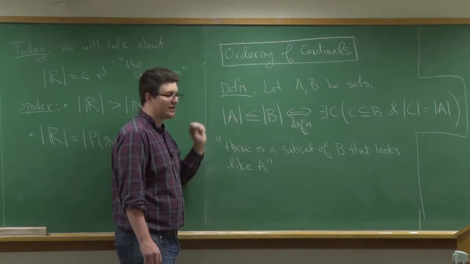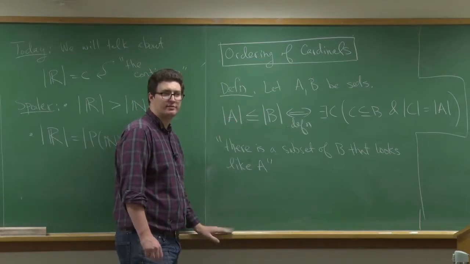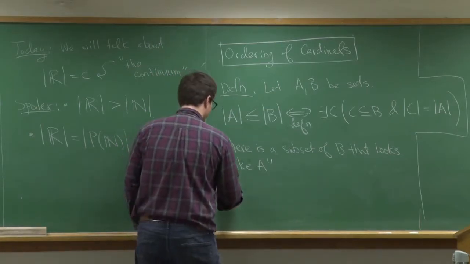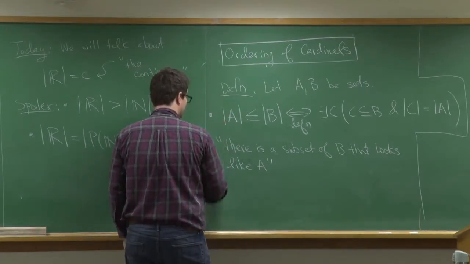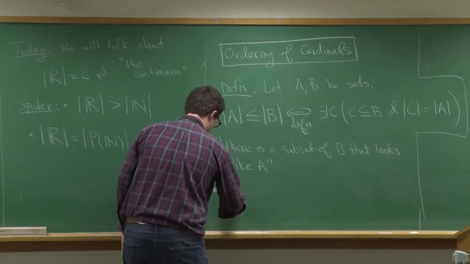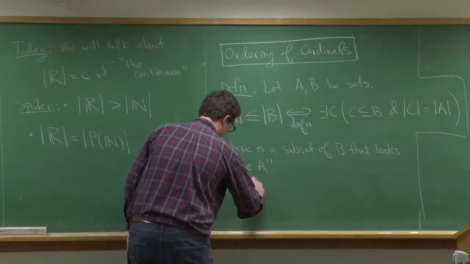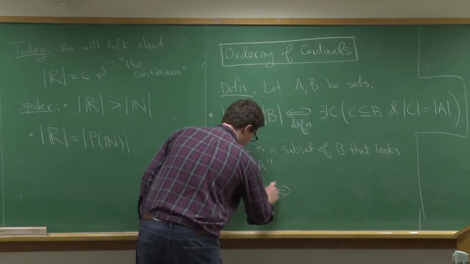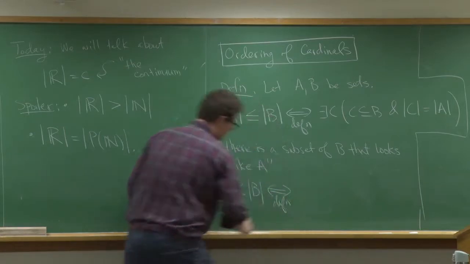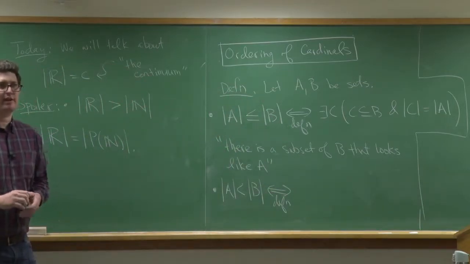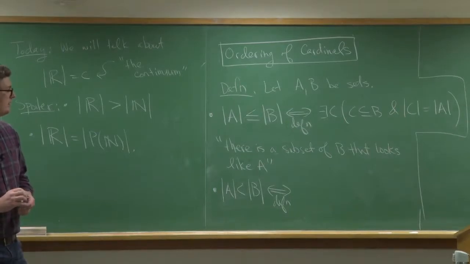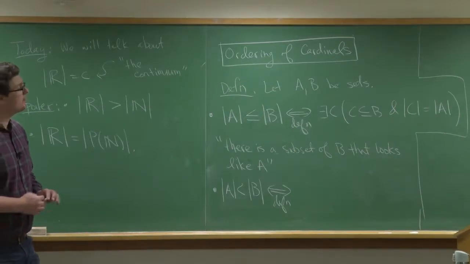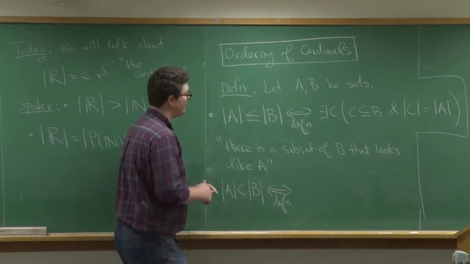How can I define a less than? Okay, here's the first definition. The second definition is that A will be strictly less than B if and only if, by definition. Okay, how would I do that, guys? Yeah? You just make C a proper subset of B? No, you don't want to do that quite yet.